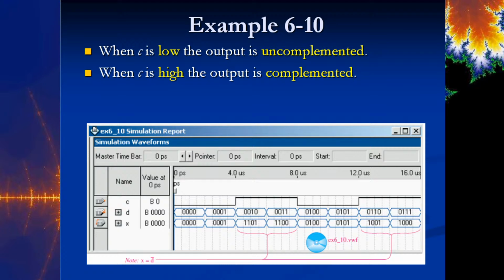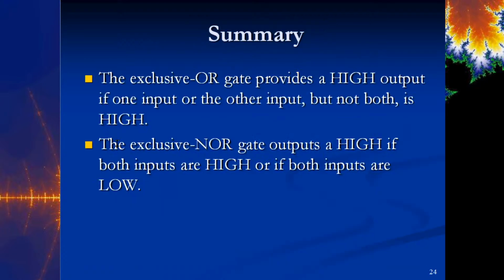Let's see here. Chapter 6 is important, but it's kind of a light chapter compared to what we just got done with, the K-maps and all the Boolean reduction, right?